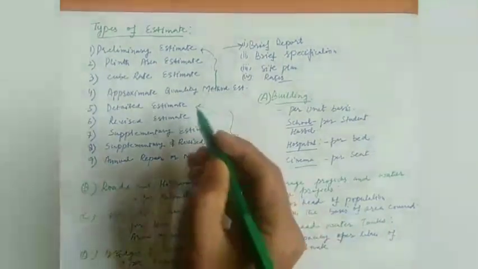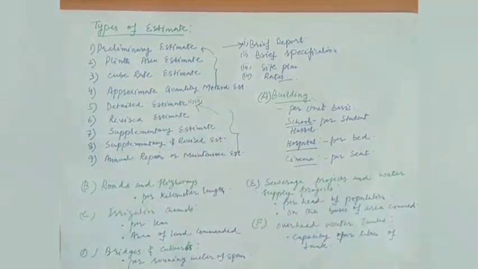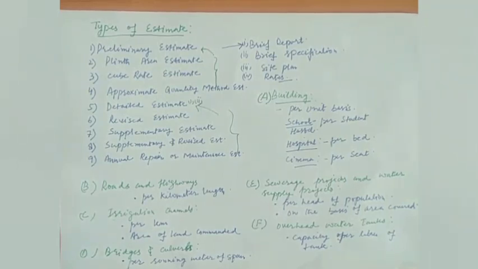The second condition for this kind of estimate is when the original sanctioned estimate is exceeded, or is likely to exceed by more than 5%, then again the revised estimate is prepared.